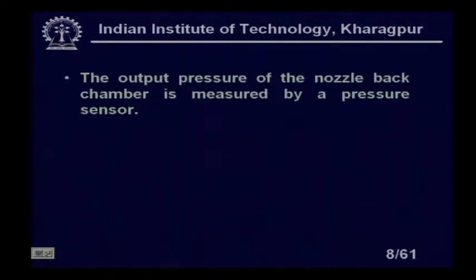The output pressure of the nozzle back chamber is measured by a pressure sensor. You can use many pressure sensors, we have studied so many. I can measure that pressure with any gauge, like diaphragm gauges, and so on. Utilizing any principle, we can make a diaphragm gauge, and one of the most suitable diaphragm gauges can also be used as the pressure sensor.